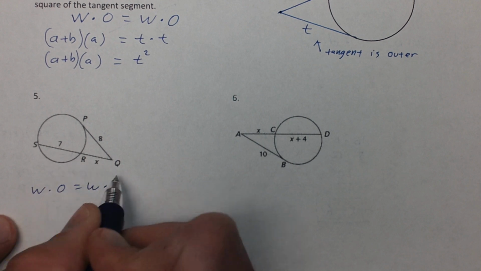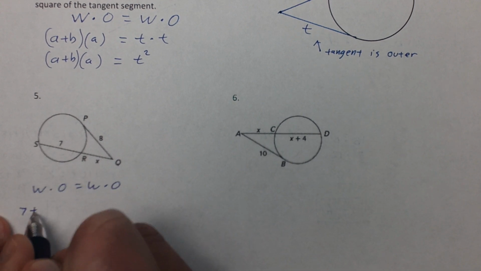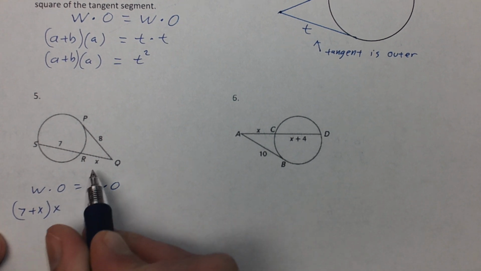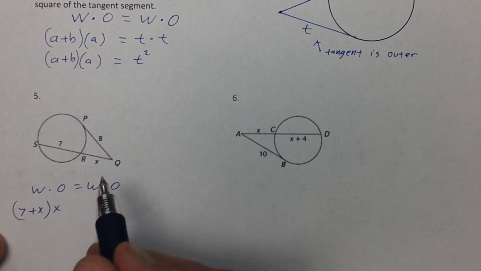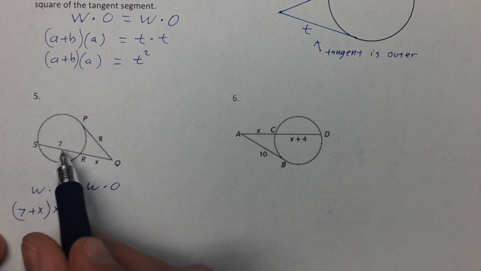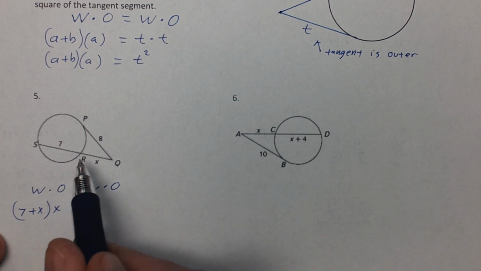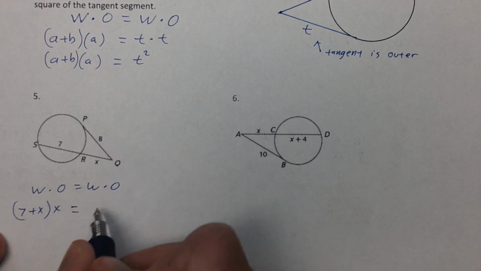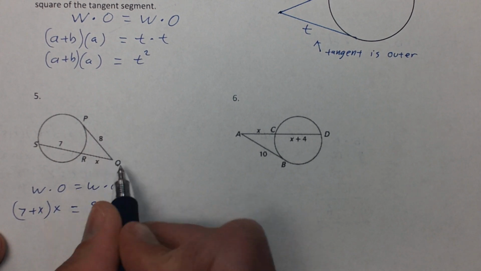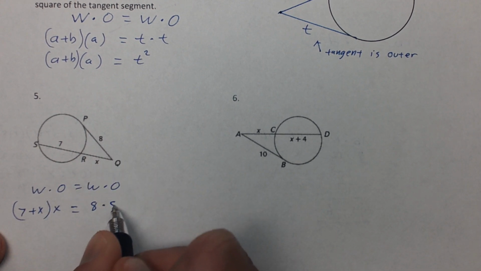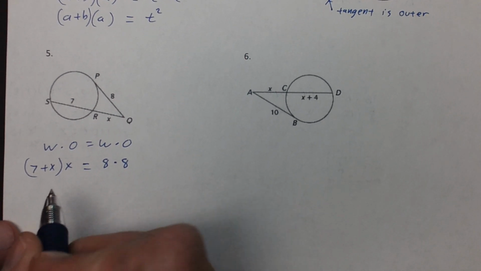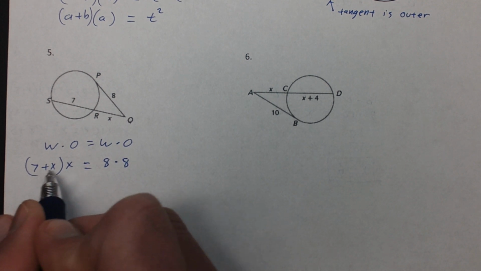So what's the whole thing? 7 plus x. That's the whole thing. The outer part was just the x. Notice the x is on the outer, which is not as simple as if these two were swapped, because then x is going to appear twice, and it's going to be a quadratic. Well, what is the whole thing for the other one, for the tangent? The whole thing is 8, and what's the outer part? Also 8.